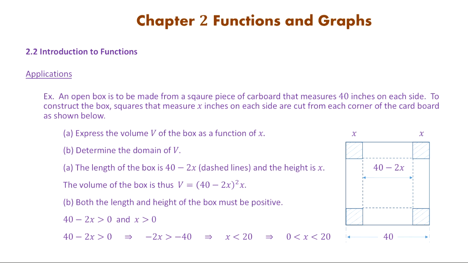40 minus 2x greater than 0. We did these kinds of things before. You move 40 to the right, you get negative 2x greater than negative 40. Then you divide by negative 2 on both sides, and you reverse the inequality. So you get x less than 20, since negative 40 over negative 2 is positive 20. And then we have x greater than 0 and x less than 20. So the domain of this function V, the volume of the box, is greater than 0 and less than 20.